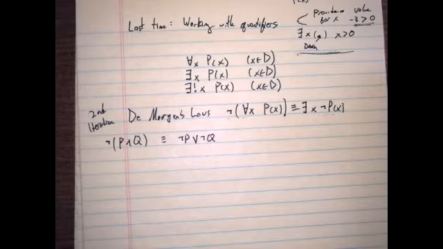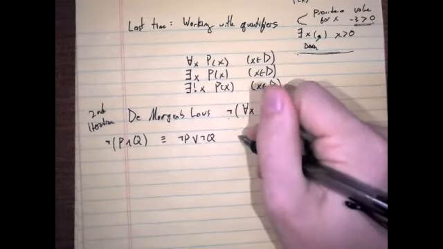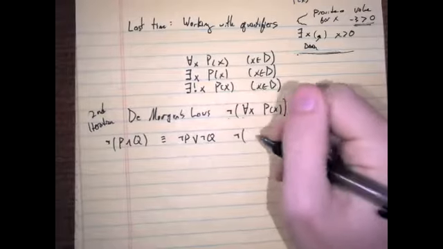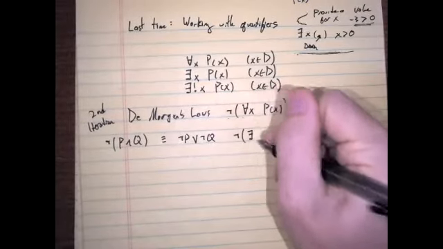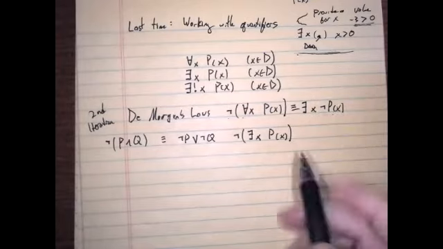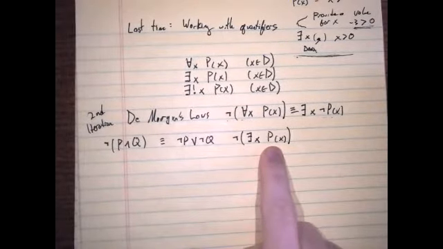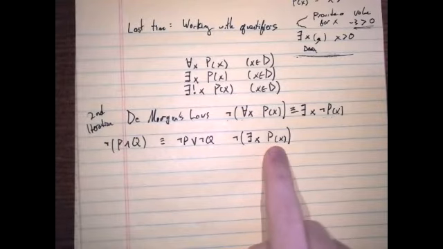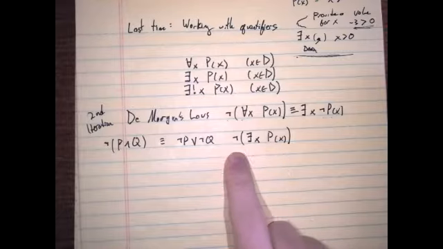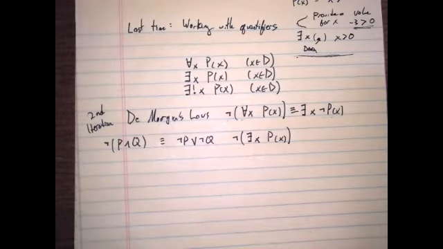Okay, so the other version of De Morgan's is the following. I want to negate the proposition there exists an x such that P of x holds. This proposition is true whenever there exists an x in the domain such that P of x holds. And just in words, how do we make this proposition false? How do we negate it?